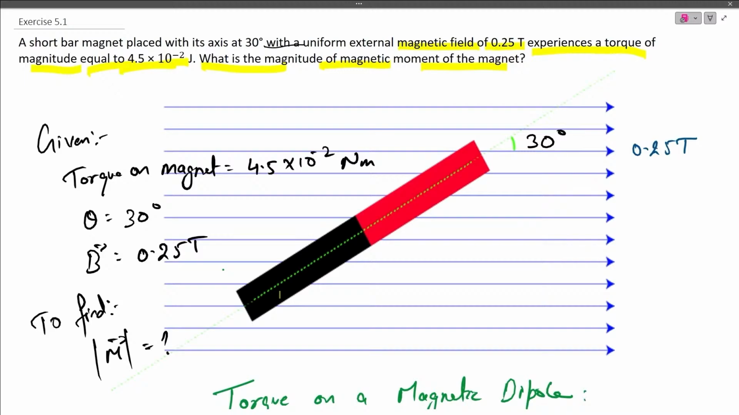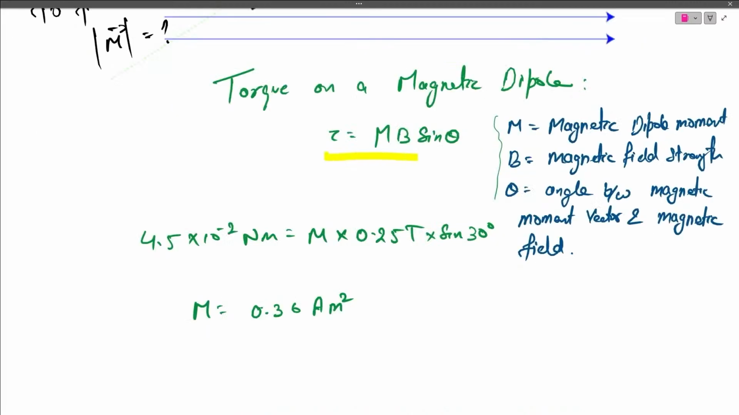Now in this question there is a bar magnet that has been placed in the magnetic field and it is making a 30 degree angle due to the influence of the torque that this magnetic field is putting on this bar magnet. Now we have to find out what is the magnetic moment of this magnet. Torque equals to mB sine theta.